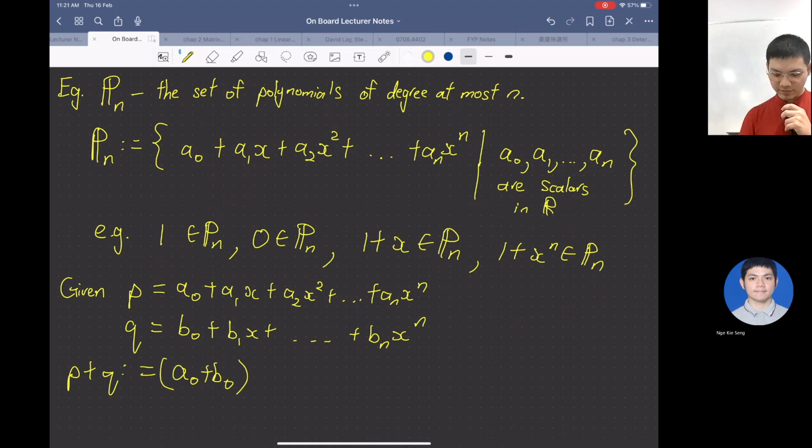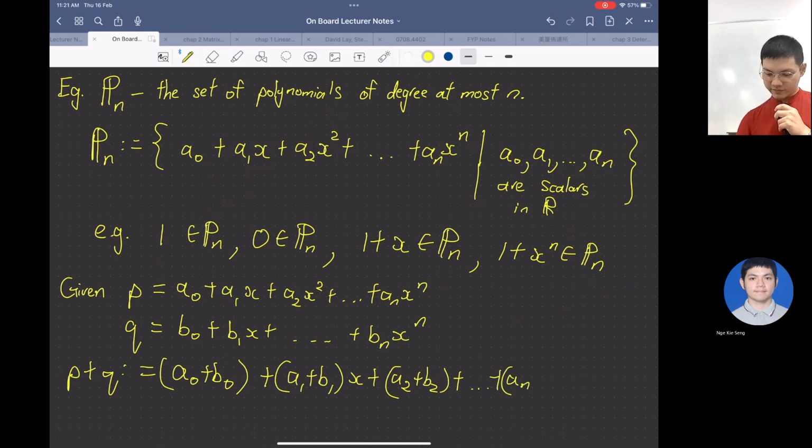So like a0 plus b0, plus a1 plus b1 times x, plus a2 plus b2, dot dot dot, plus an plus bn. Does this feel familiar to you? It's like how you factorize things, right? Why can you factorize? Because you are living in a vector space.